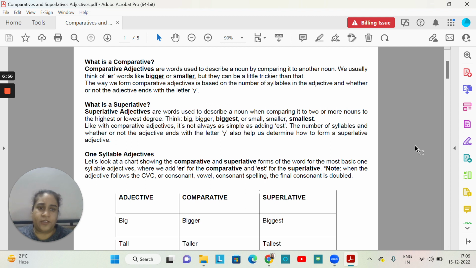Again, the same rule applies here with the spellings. Normally, superlative adjectives will take est in the end. If it's a regular adjective, it will take est in the end. But again, you have to understand the spellings. When it comes to superlative adjectives, it is very important to understand the syllables. Now, a lot of people are confused and don't understand what syllables are.